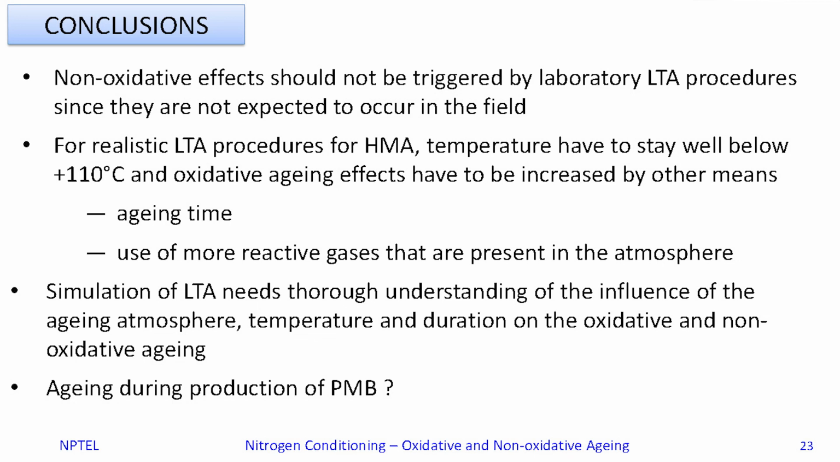Now, as far as the aging of polymer modified binders is concerned, as I mentioned, you have aging during the production of the PMB itself, then the short-term aging when it is mixed with the aggregates and compacted, and then the long-term aging. So it is very essential to look in detail at what is actually happening when you prepare a polymer modified binder before it is used for its respective purpose. So with this, let me conclude this lecture.